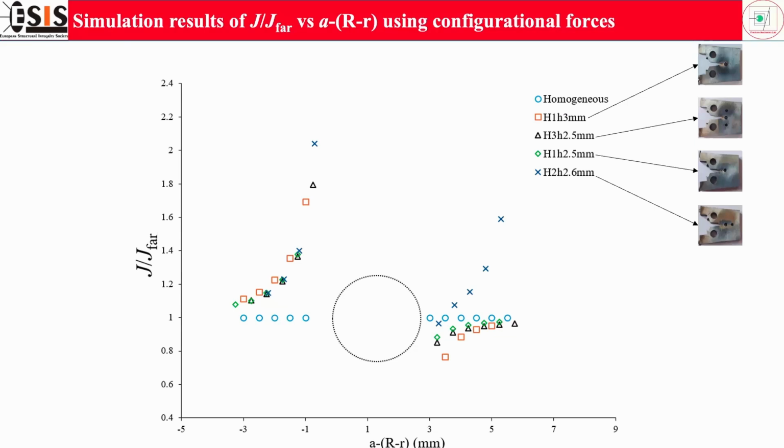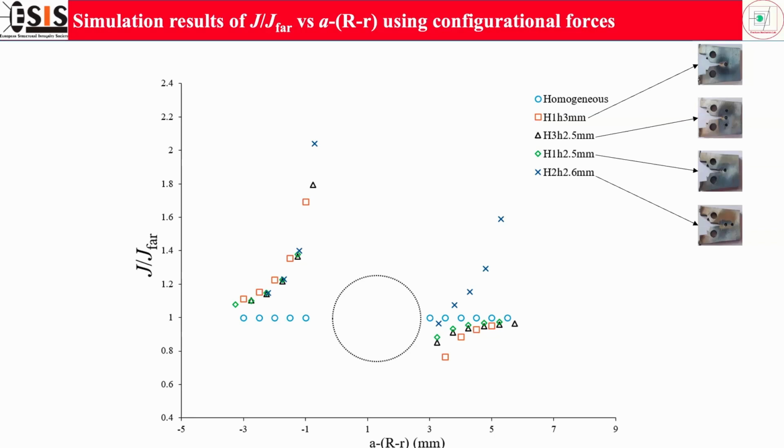If the crack tip is placed after the hole, we can see that the crack growth resistance has increased. We can see that the value of J by J far is less than 1. The near tip J integral is lower than the far field J integral. So if the hole diameter is 3 mm, higher the hole diameter, higher will be the crack growth resistance if the crack tip is after the hole boundary.